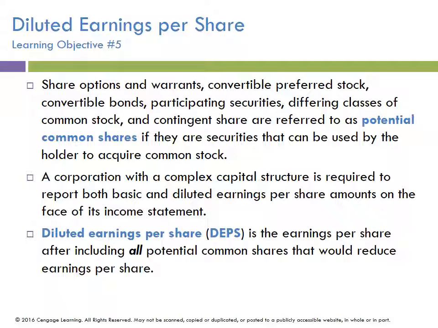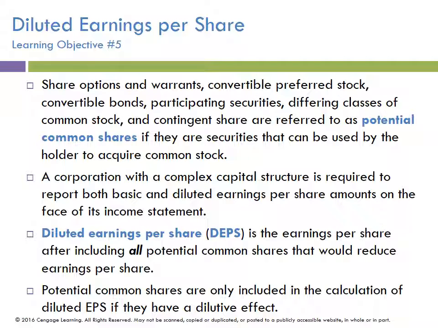So diluted earnings per share, again, is the earnings per share after including all potential common shares that would reduce overall earnings per share. How much earnings is attached to one share of stock? So potential common shares are only included in the calculation of diluted earnings per share if they have the effect of decreasing or diluting earnings per share. If the effect is opposite, we don't show it and we don't include it. So take a look.